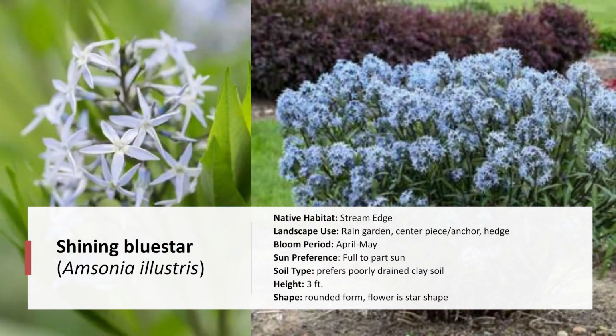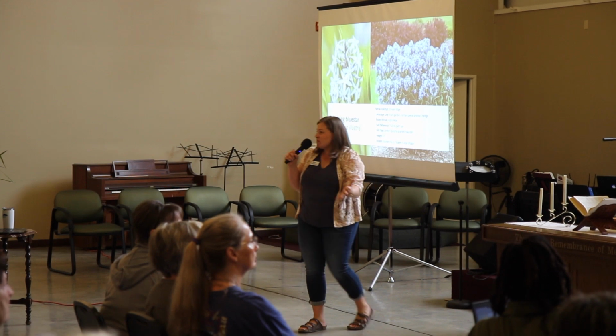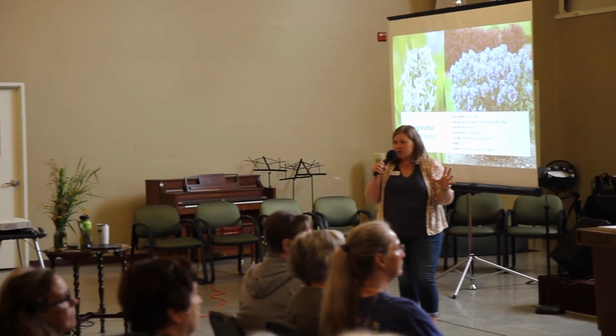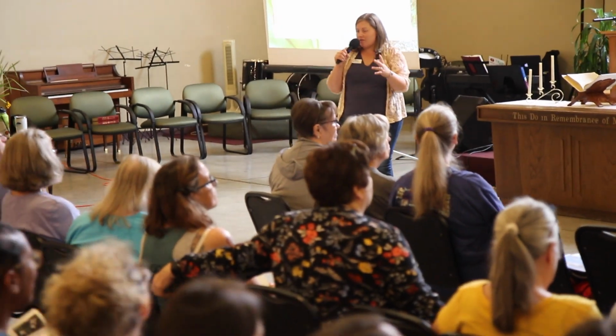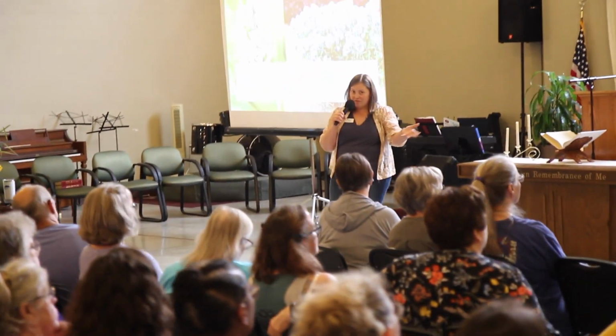This is shining blue star, Amsonia illustris, and it's natively found on stream edges. If you've ever been to the Forum Nature area, it's all along there, at least when that filled up with water, drought.